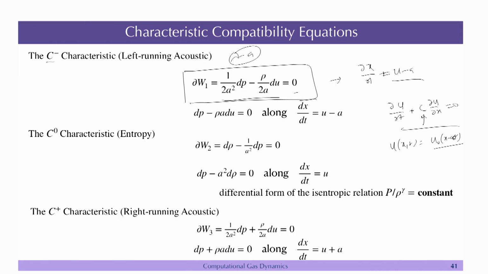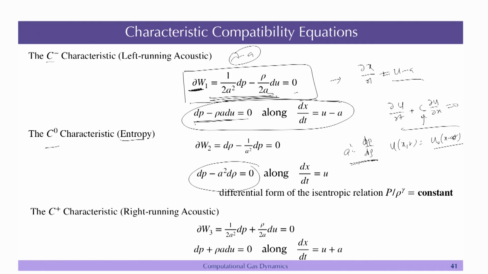Now you can show that basically the delta w1 will be 0, and then you can simplify it, just multiply with 2 a square, that will give you this, and this is along dx by dt equal to u minus a. Similarly, you can take this entropy equation, and this is nothing but the speed of sound equation that we had. If you recall, a square equal to dp by d rho. This is what it is saying.